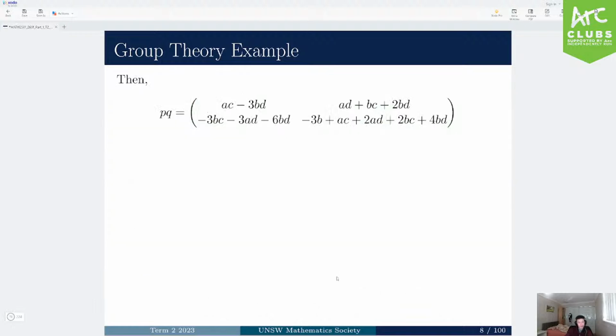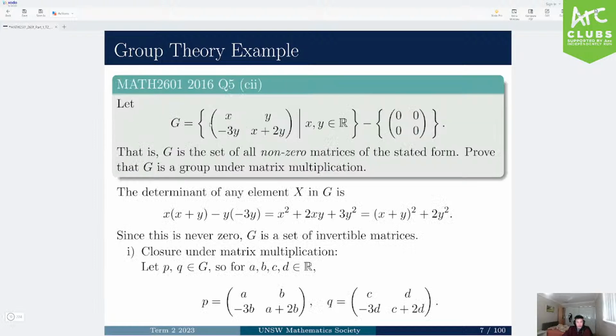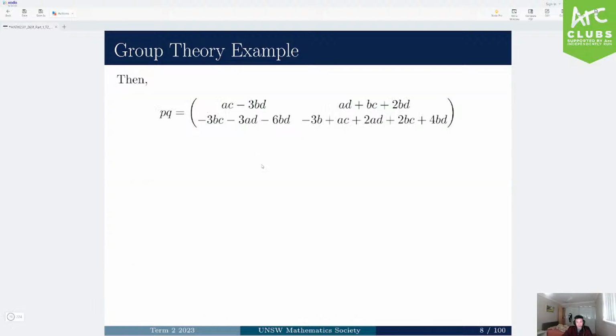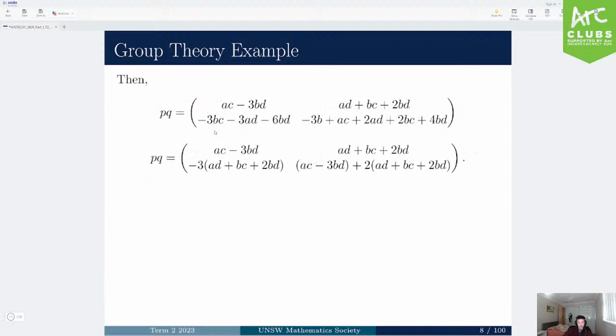Okay, so multiply the two matrices together. I'm not going to go through the nitty-gritty algebra, but this is what you should end up with. And again, we want to chuck this in the form of our definition over here. So we have xy minus 3y and x plus 2y. Now, we can do this by rewriting PQ in this form here, where this element here is x, this element here is y, this is minus 3y, and this is x plus 2y.